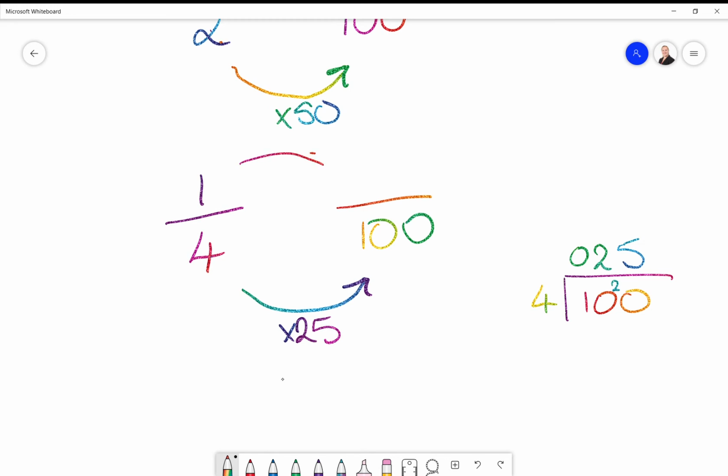So I have to do the same to the top. So I have to times that by 25. 1 times 25 is 25. So that's 25 over 100 is the same as 1 over 4, 1 quarter. So 25 over 100 is 25 for every 100. So for every percent, per 100 cent.